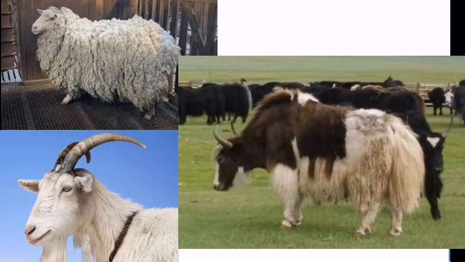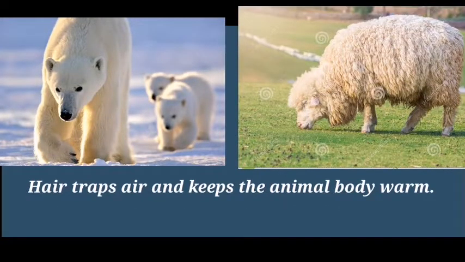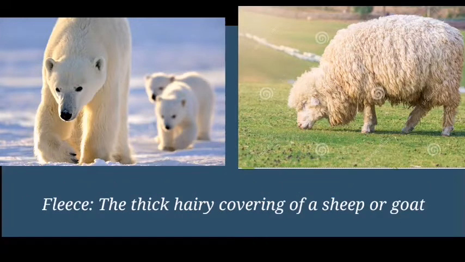These animals have thick hairs on their body. Why do they have hairs? Have you ever thought of it? Hair traps a lot of air, and as air is a poor conductor of heat, hair keeps these animals warm, even in cold climatic conditions. Wool is made from these hairy fibers called fleece.